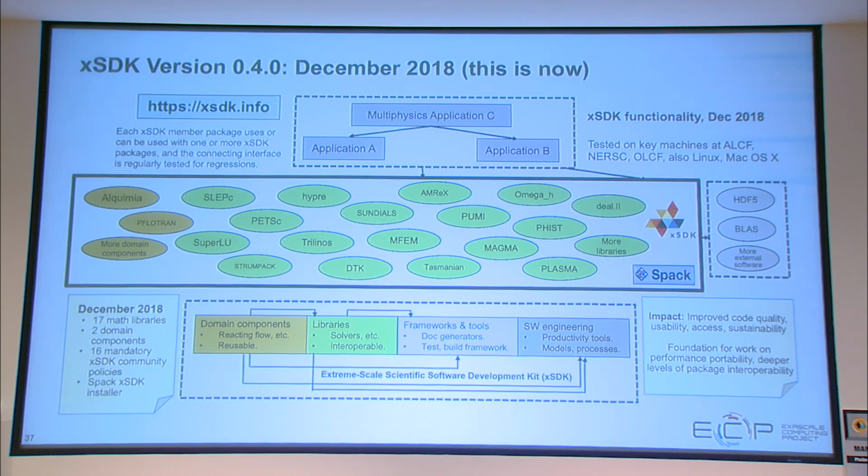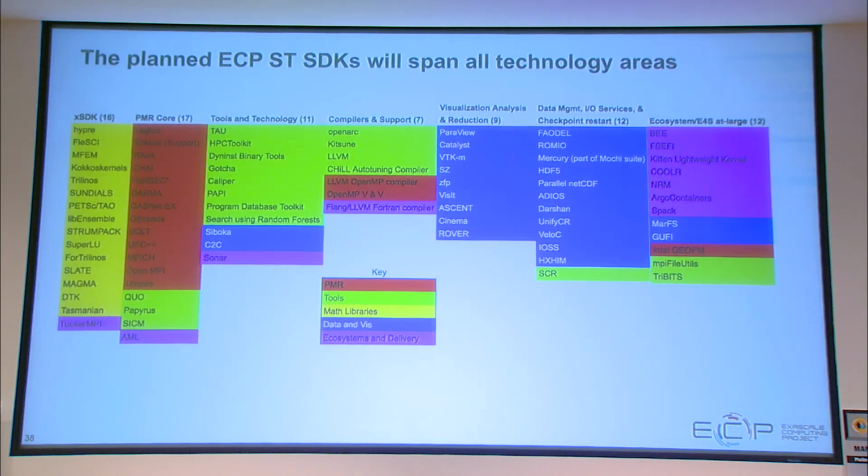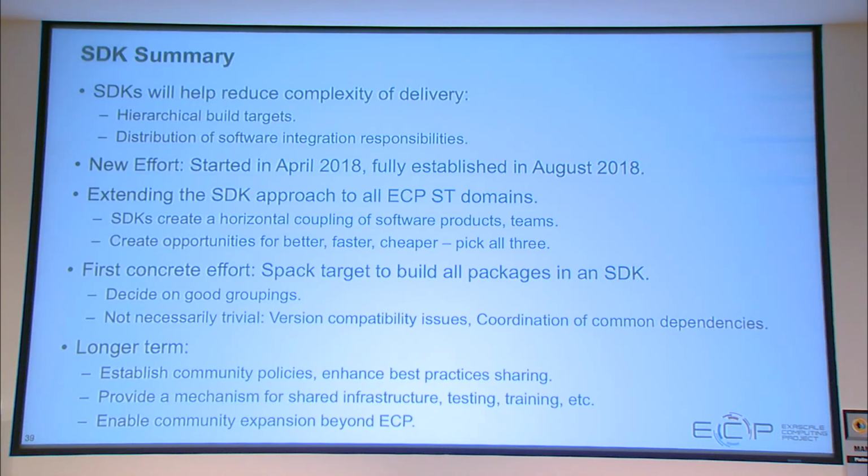And about a year later, all of a sudden you've got many, many more green bubbles. So this is what you're looking for: the number of green bubbles and the number of packages that are now interoperable with each other and can be used together more seamlessly by the application users. So we have a number of planned SDKs that span all the technology areas that I've been talking about, ranging from math libraries to programming models and runtimes, compilers, data management, ecosystem, viz tools, and here are the tools that are being considered for each of those areas.